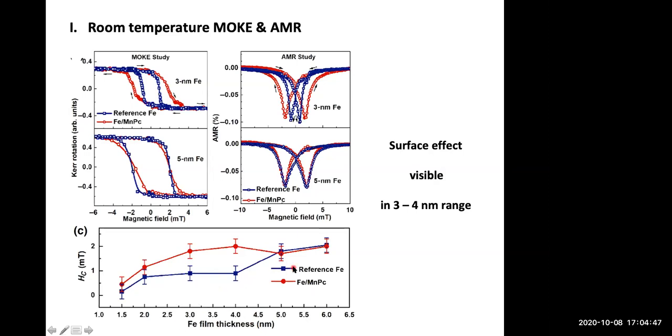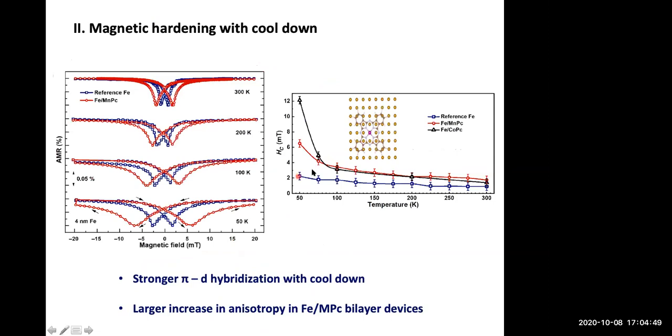And then we started doing low temperature measurements. So now what you see is the AMR measurements that were done as a function of temperature, and this is summed up here. What you can essentially see is an enhancement in the coercivity of your system.